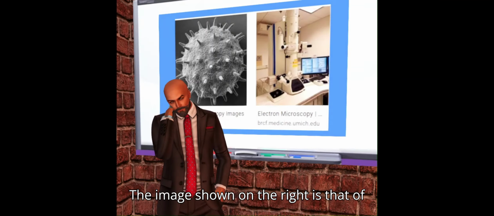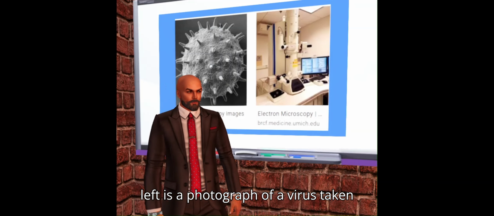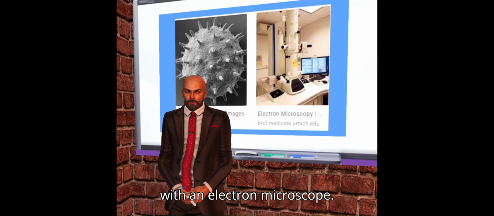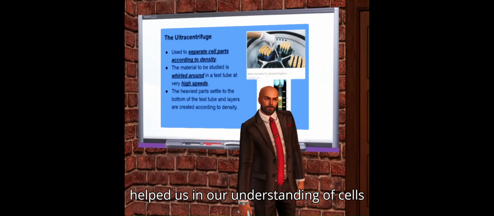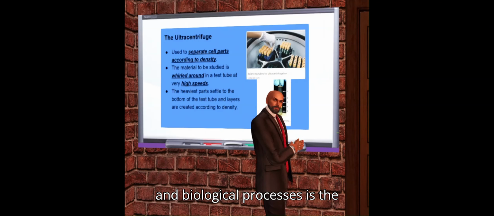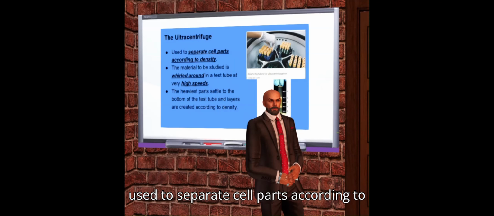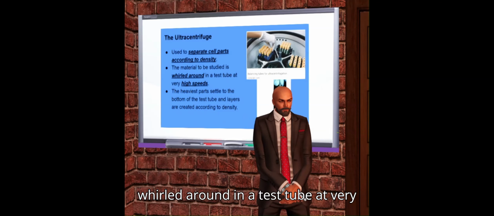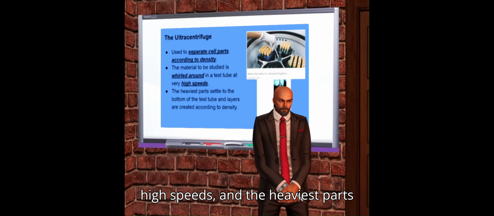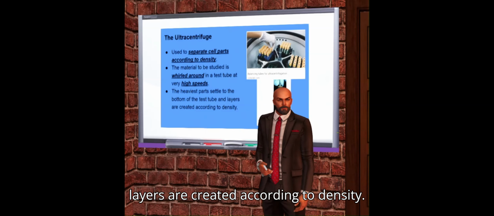The image shown on the right is that of an electron microscope. The image on the left is a photograph of a virus taken with an electron microscope. Another piece of technology that has helped us in our understanding of cells and biological processes is the ultracentrifuge. The ultracentrifuge is used to separate cell parts according to density. The material to be studied is whirled around in a test tube at very high speeds, and the heaviest parts settle to the bottom of the test tube and layers are created according to density.